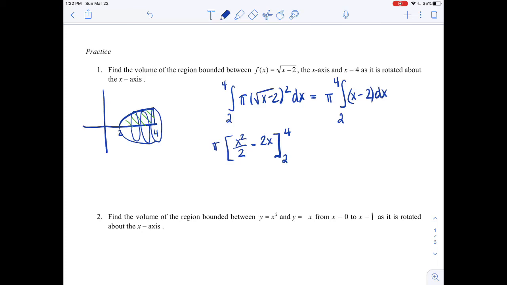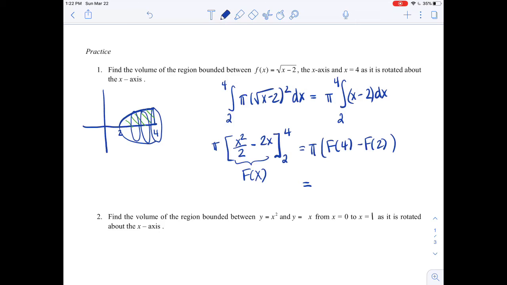Now, if you remember, if you want to still do this by hand just to practice, but also use the calculator to assist you, you can think of calling this something like big F of x. So then you'd end up doing something like big F of 4 minus big F of 2. Obviously, again, don't forget to multiply it by pi.